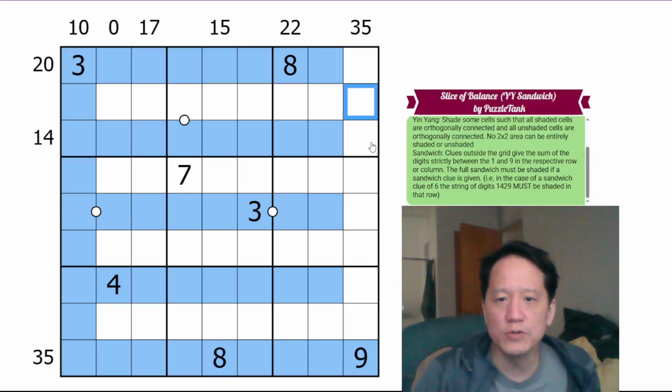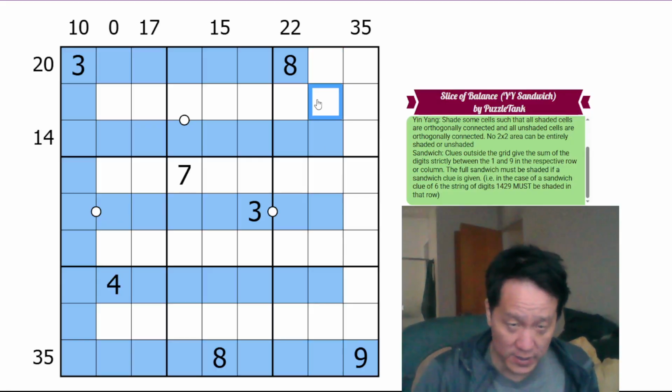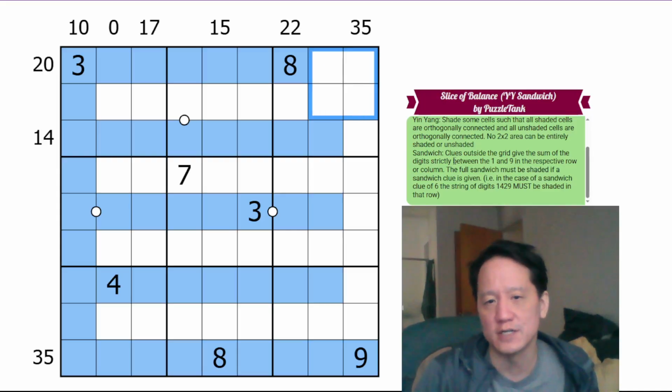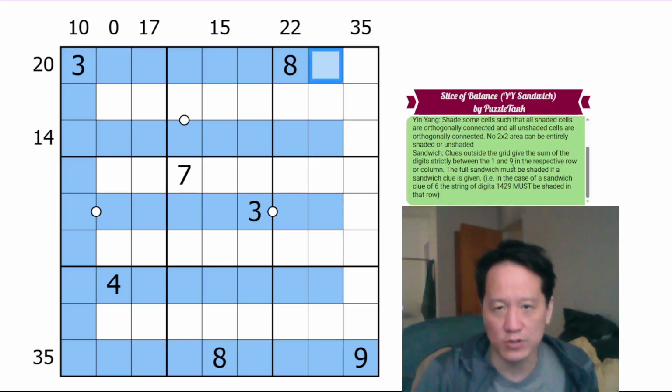And also, no 2x2 area can be entirely shaded or unshaded. So this is not a valid example of a yin-yang shading because this 2x2 area is entirely unshaded, which is not allowed. And that's how yin-yang works.